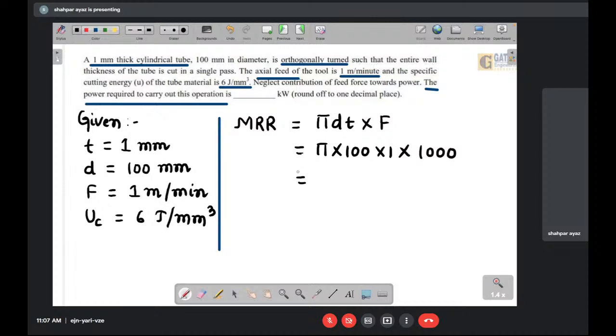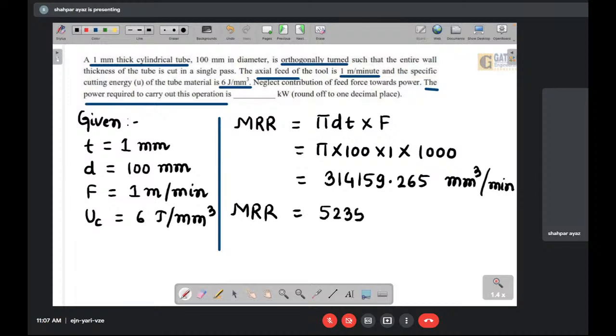1000 into 100 into pi. So this is going to be your 314159.265 mm cube per minute, right? But you know very well, while calculating the specific energy consumption, the MRR required is in mm cube per second. So just divide it by 60. If you divide it by 60, we are going to get 5235.98 mm cube per second. Clear? This is your MRR.